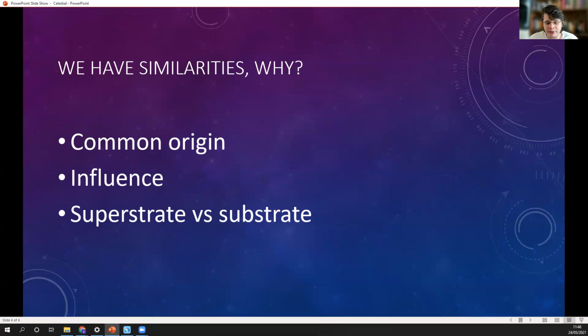So there are some of the reasons why we have similarities and differences between languages, and that's the focus of contrastive linguistics, which is to look at differences, and comparative linguistics, which is to look at similarities.